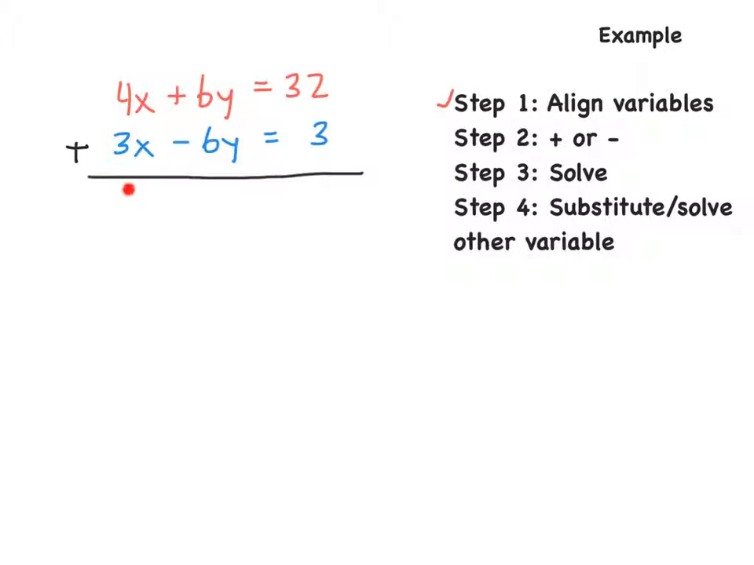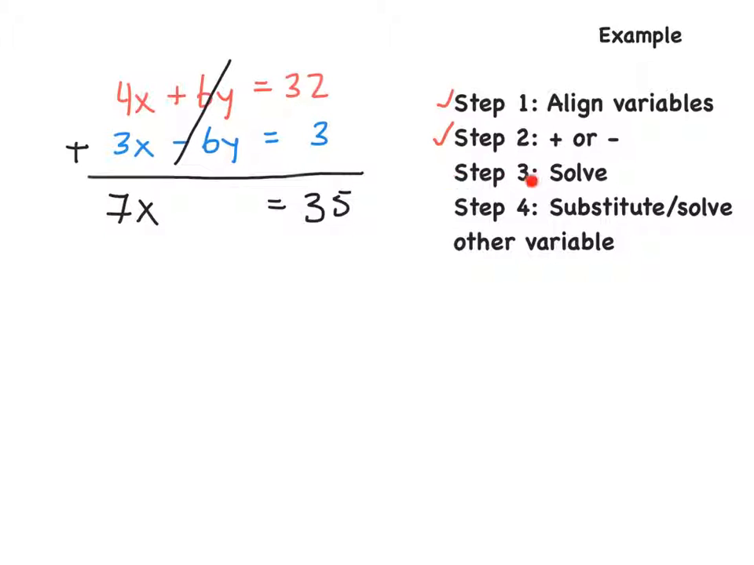What is 4x plus 3x? That is equal to 7x. What is a positive 6y and a negative 6y? These basically cancel out. So those are gone. Equal to, what is 32 plus 3? That is 35. Great. Now we've added these, so step 2 is done.